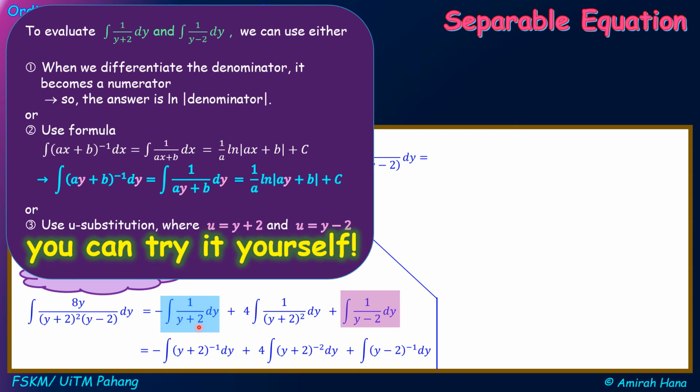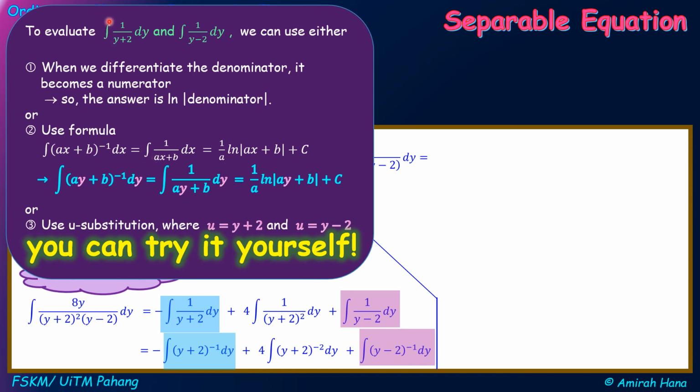Or we can use the formula for the integration of (ax plus b) to the power of negative 1. So we move y plus 2 up to the numerator, and we have (y plus 2) to the power of negative 1. When we have the power of negative 1, we can use this formula, and this is the answer when the power is negative 1. For the integration of (y minus 2) to the power of negative 1 dy, we use the same technique.